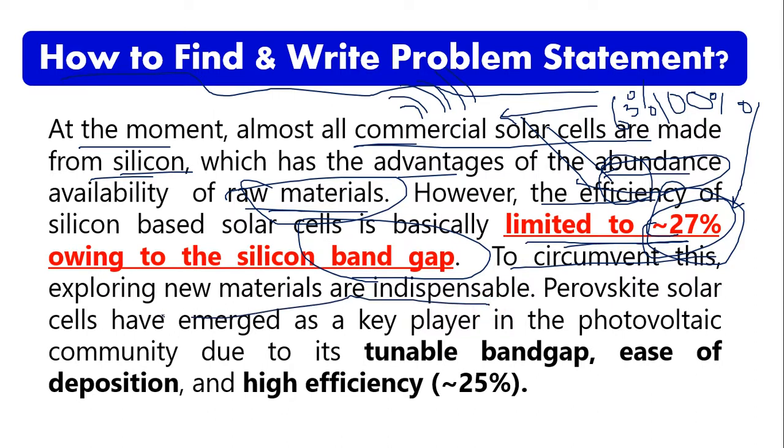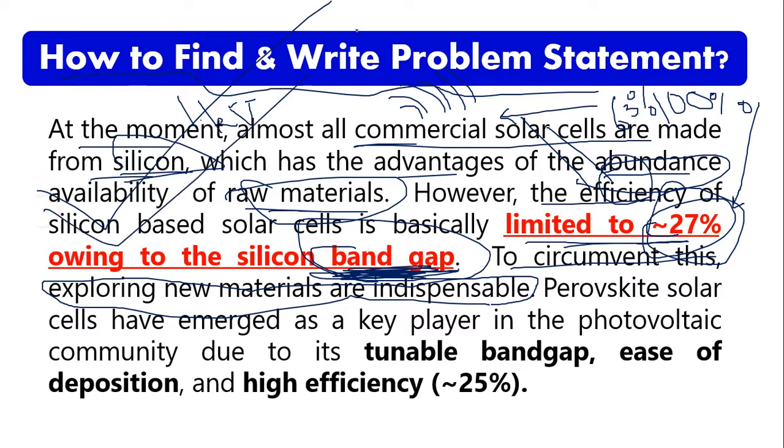This is a wonderful explanation. You see, we need to explore new material. The exploration of new material is indispensable, mandatory. Why? Because silicon has this problem. What problem? Band gap. The band gap problem. Silicon, it is not tunable. You cannot change this. It is fixed at 1.1 electron volt or something. Okay, this is fixed. So we need to explore new material. Look how we are bringing it. We have the problem, and we also give the solution a little bit here.